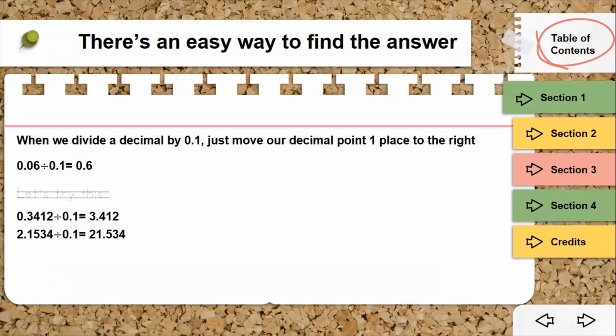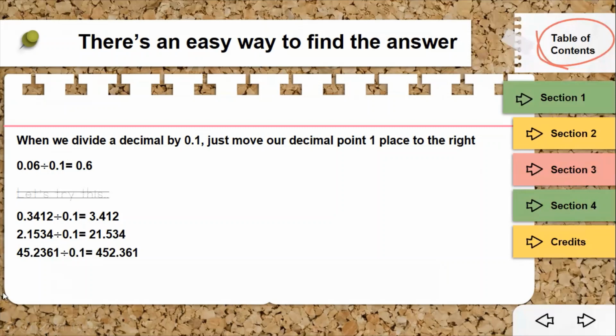How about this one? We have 2 and 1,534 10,000ths. We divide it by 1/10. So our rule tells us that we're going to move one place to the right. So for this one, just move our decimal point one place to the right. And for our final answer, we have 21 and 534 thousandths.